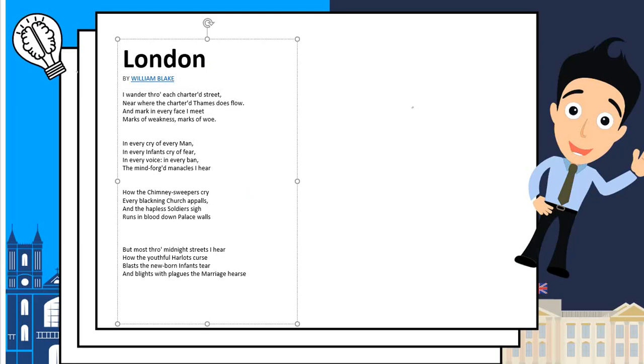We also see a rhyming pattern: street, meet, war, floor. So A, B, man, ban, fear, here. So the rhyming pattern A, B throughout. So there is that rhyming pattern. There's enjambment. So here, every blackening church appalls, and the hapless soldiers sigh, runs in blood down palace walls. The lines flow onto the next line.